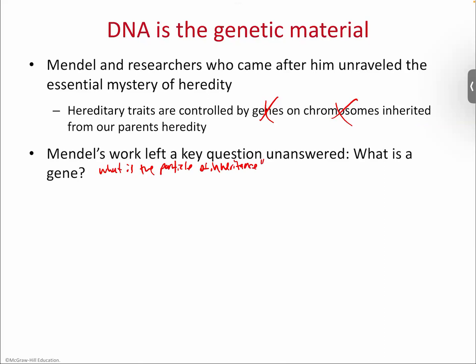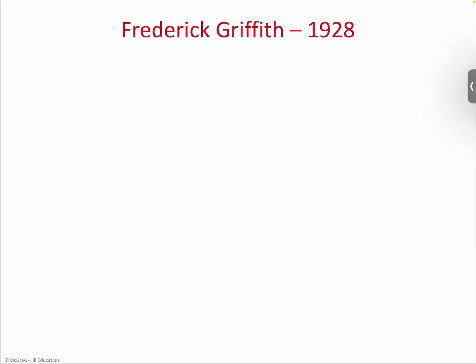If your results suggest that there's a particle of inheritance, what we now refer to as a gene, then the question is, what exactly is that particle? We didn't know, right? Because remember also after Mendel, we didn't know a lot of things, right?